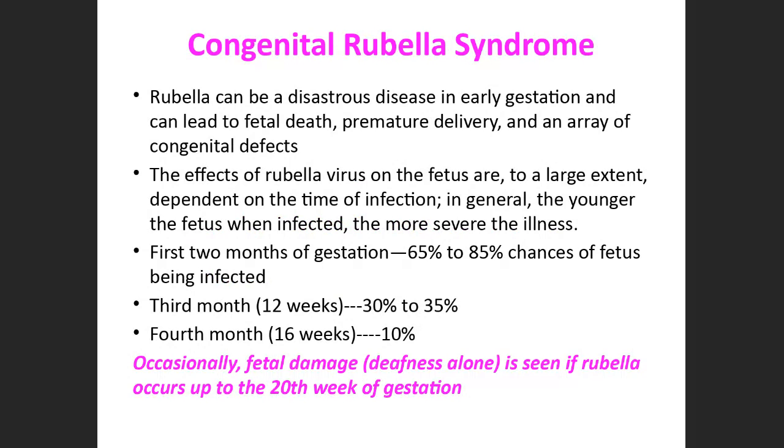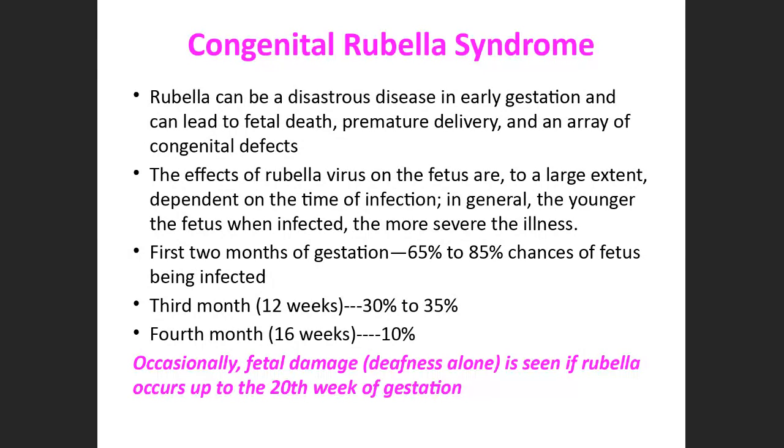Rubella is a very fatal disease in early gestation. It might even kill the fetus. It leads to fetal death, premature delivery and a lot of congenital defects. The effects of rubella virus on the fetus depend on the time of infection. The earlier the gestation period, the more highly fatal and highly infectious it is.